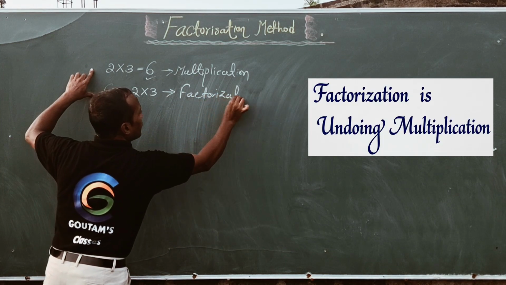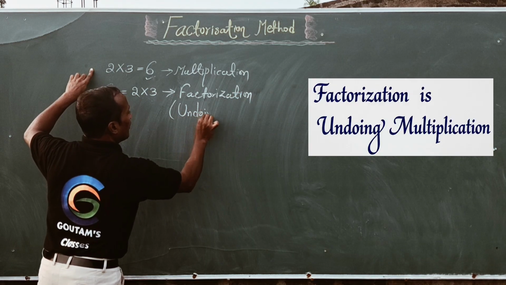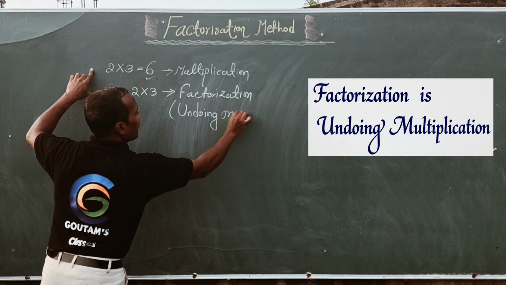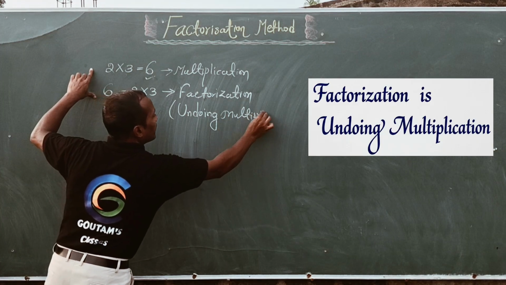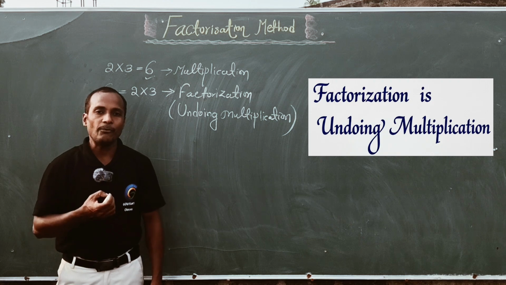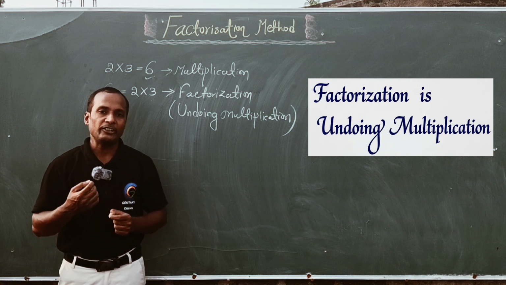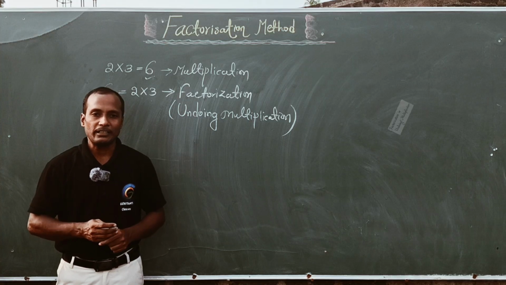So, factorization simply means undoing multiplication. Just opposite of multiplication. Now, I can say factorization as the process in which we express an expression or a number as a product of its factors. Alright, that's clear.